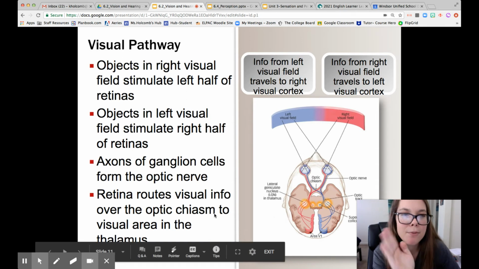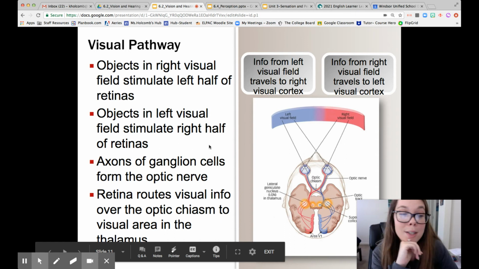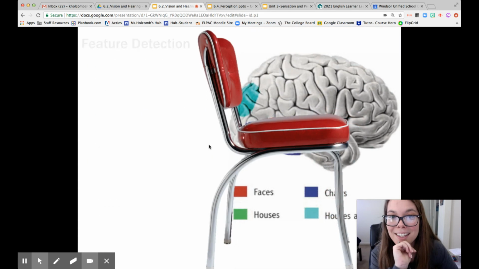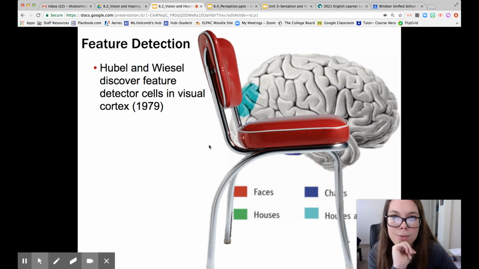So again, info from the left visual field is seen through our right side, and our right eye is controlled by the left side of our brain. Interesting facts, my people. Within our brain, we have something that is called feature detection.